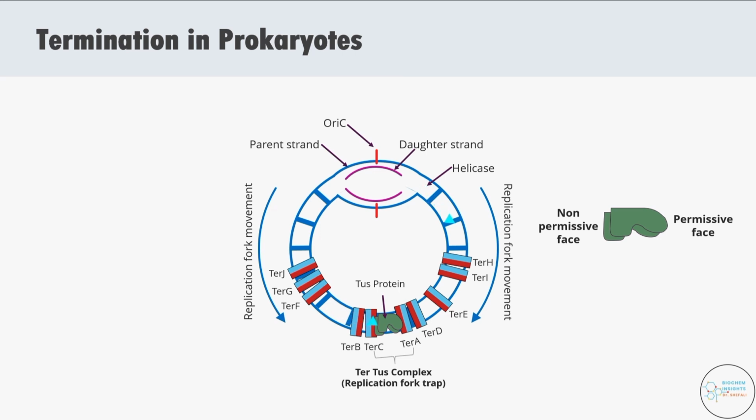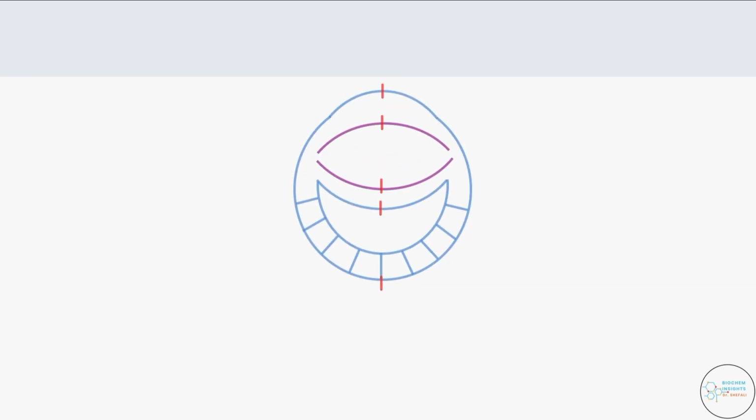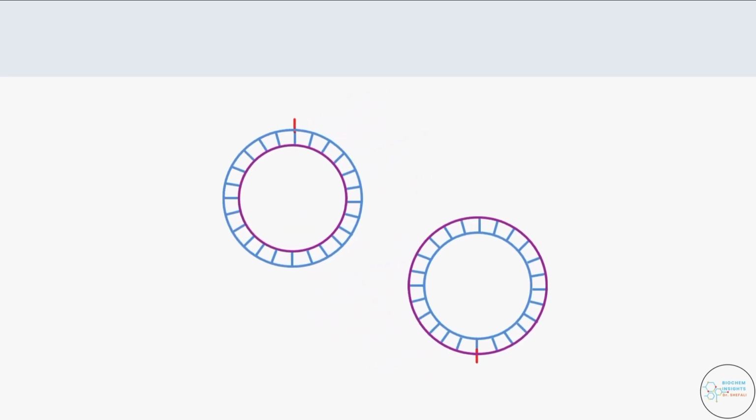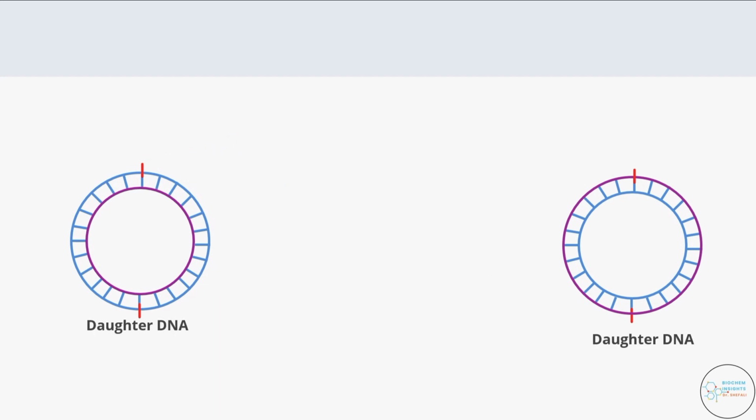Whereas the helicase that is moving through the replication fork on the right faces the permissive side of the Tus protein, correct? And thus it continues to move in, and finally both the helicases meet. This decreases the affinity of Tus protein for the Ter site, and the Tus complex dissociates. Now, as the Tus protein dislodges, the polymerase moving along with helicase replicates the two strands, creating two complete daughter copies containing one parental and one new strand each.